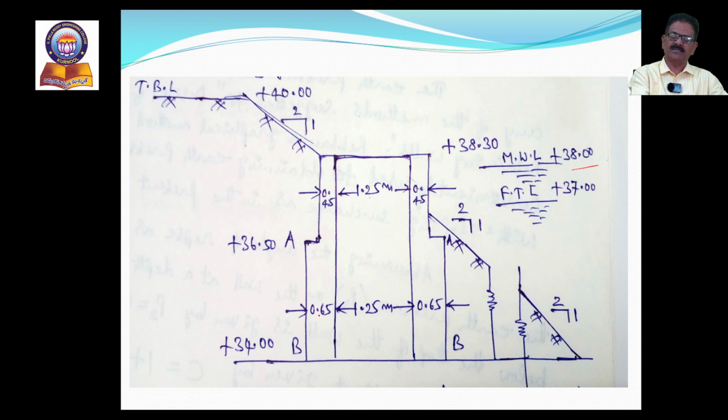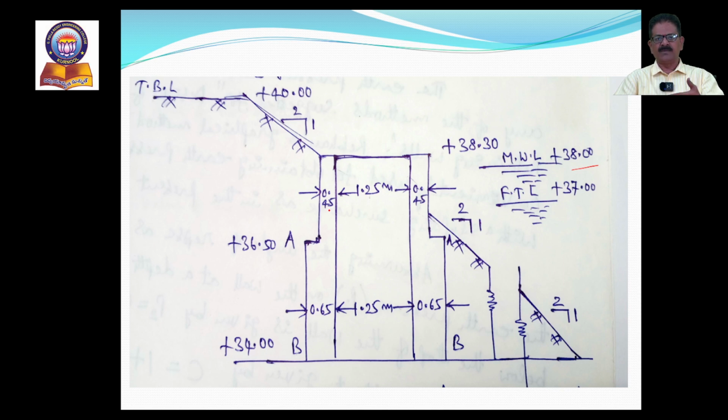We are assuming the thickness of the well steining for the bottom portion up to the 36.5 meter level, that is 34 to 36.5, so for a height of 2.5 meters, the thickness is 65 centimeters, that is 0.65 meters. And then for the remaining height, up to 38.3, that is 38.3 minus 36.5, nearly 1.8 meters, the well should have a thickness of 0.45 meters. That means here we are reducing the thickness of the well steining accordingly.